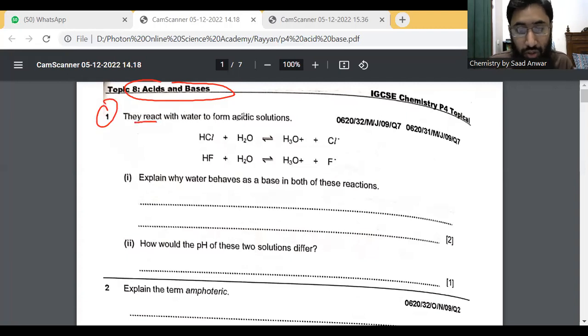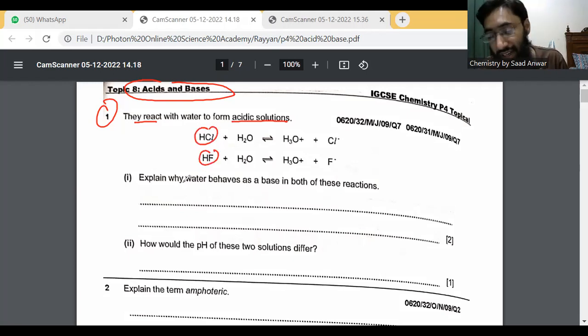They react with water to form acidic solution. They means HCl and HF here. Explain why water behaves as a base in both these reactions. These are two reactions. In these two reactions, HCl is going to react with water and HF, hydrofluoric acid, is going to react with water. So we have to figure out why here water is behaving as a base.